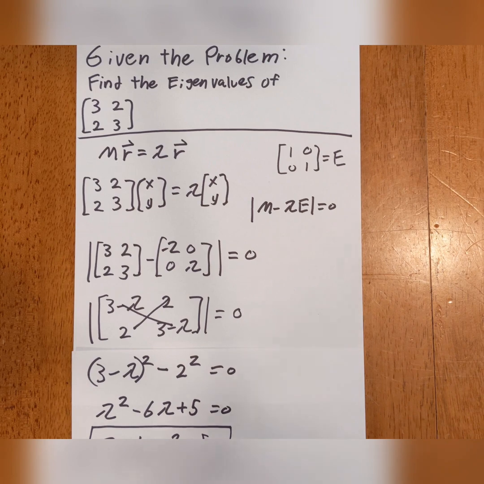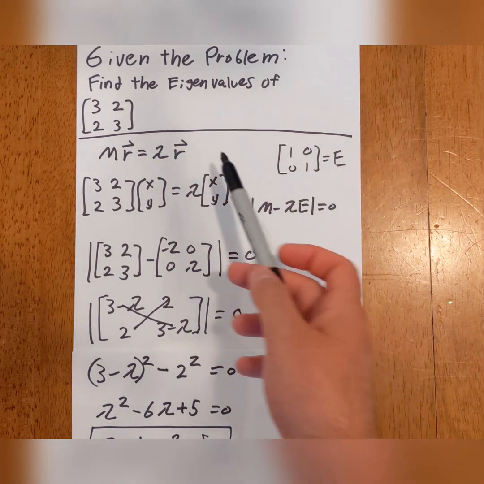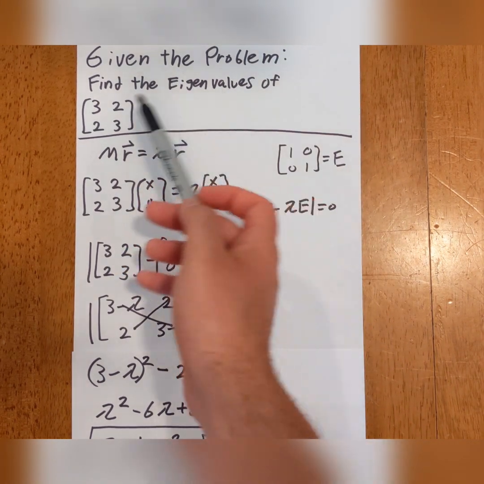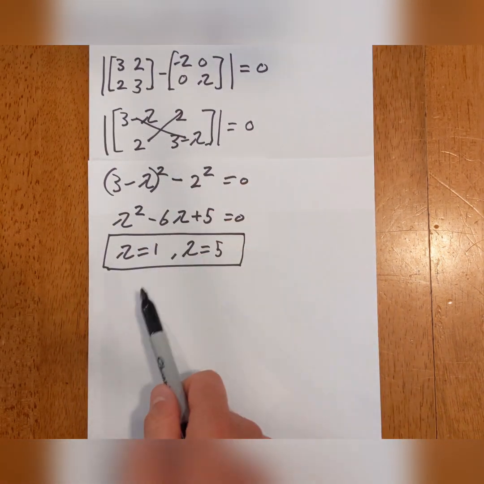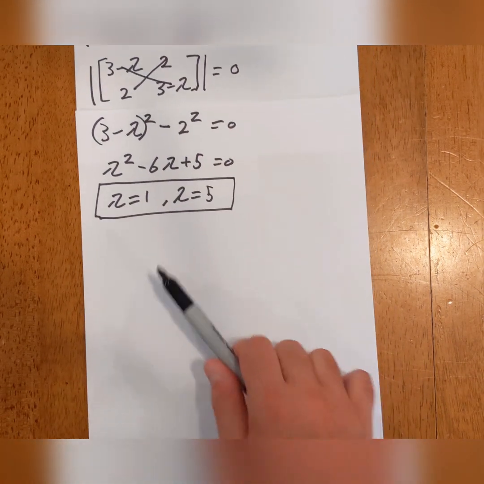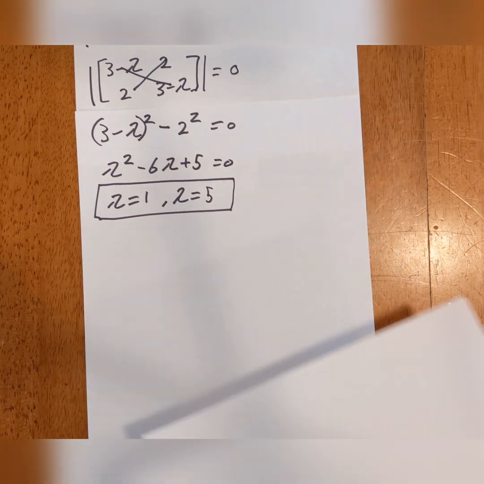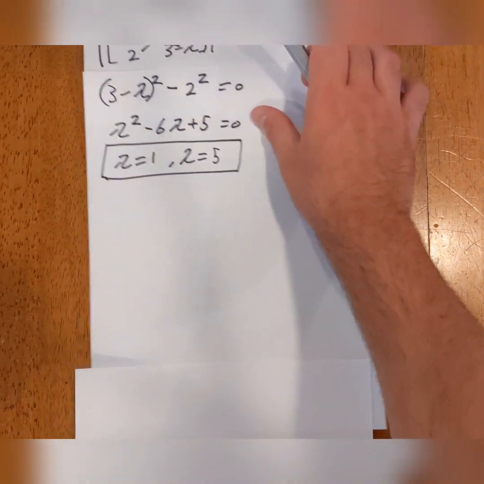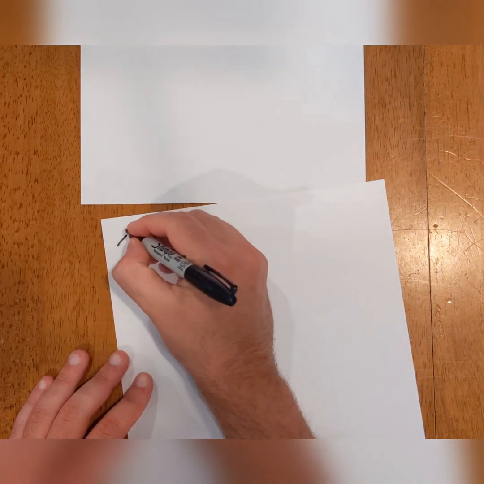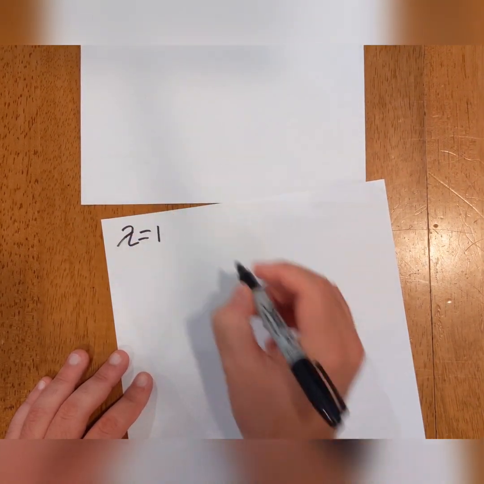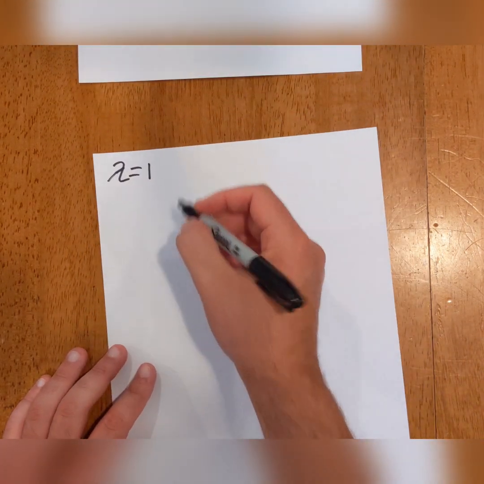Okay, so now we're going to look at the problem from the previous video of finding the eigenvalues of [3, 2; 2, 3]. Now, we found them to be 1 and 5, so we're going to use these values to find our eigenvectors. And for the first value, lambda equal to 1, we're going to find the eigenvector relating to that.